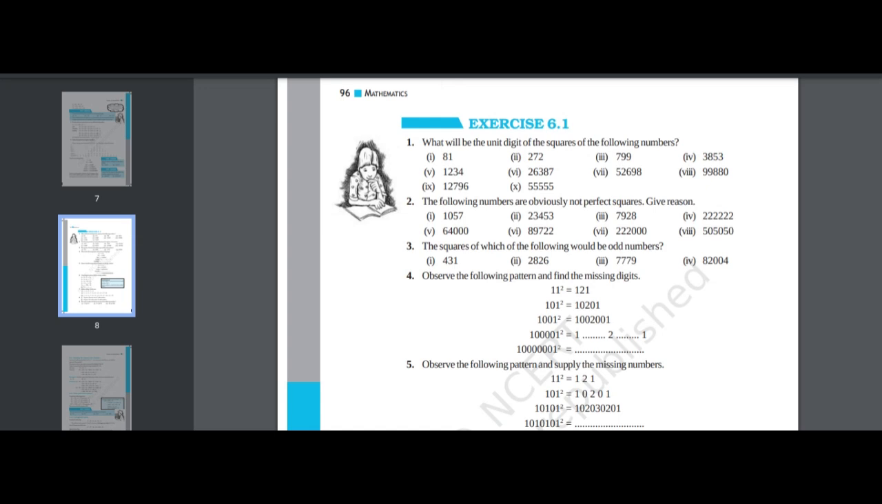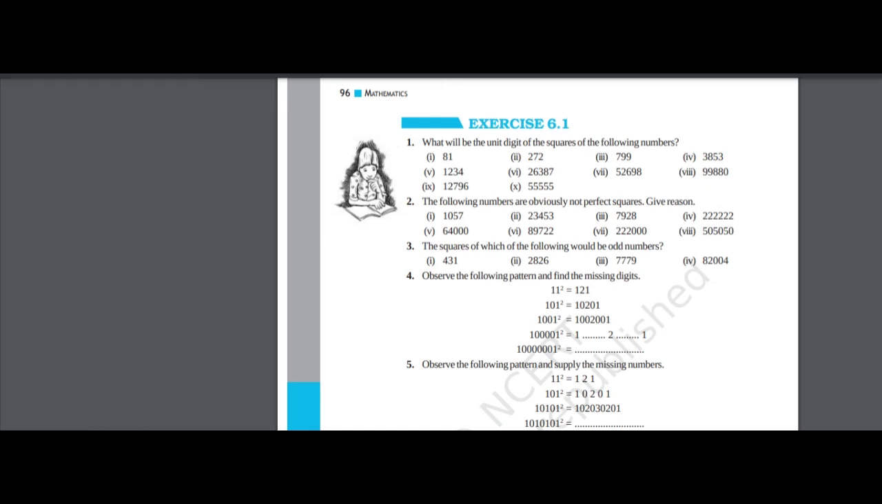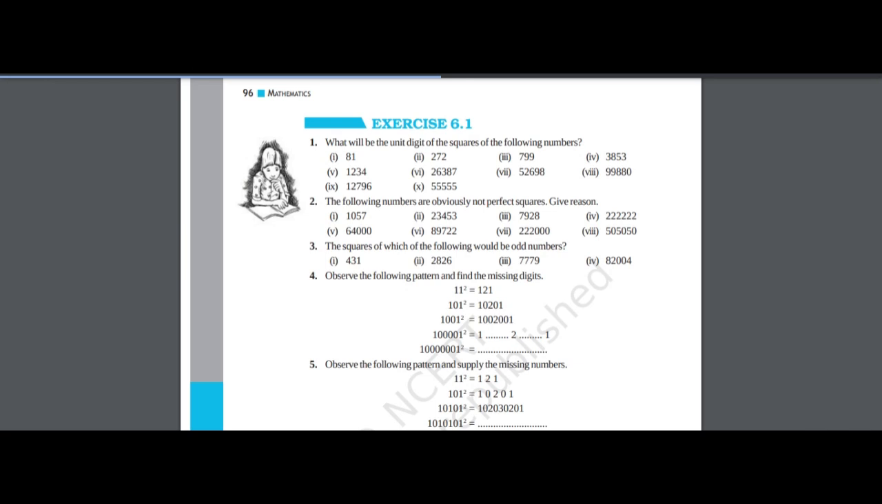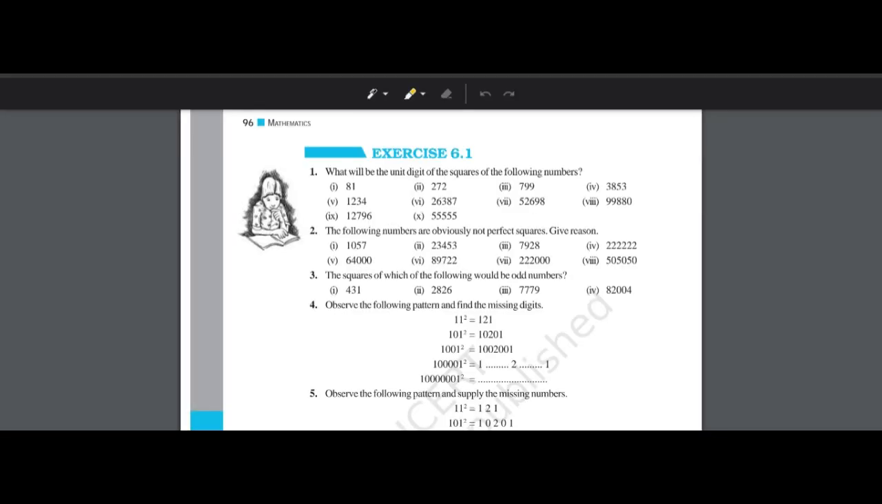Observe the following pattern. You have to do this in your textbook. Observe the following pattern and find the missing digits. As I told you, 11 squared is 121. What if I put 0 between the 11, making 101? You have to make a square of that. How can you get the square of any number, Sukena? Multiplying the same number with itself.